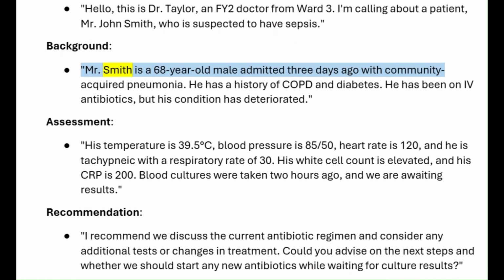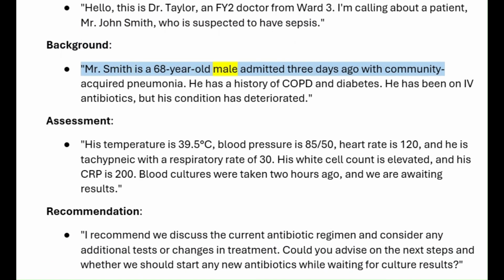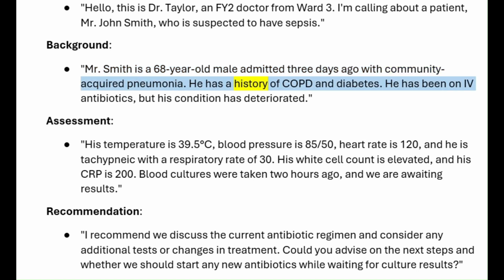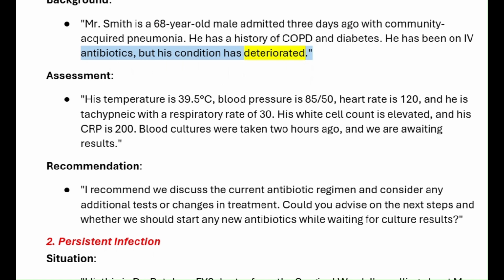Background. Mr. Smith is a 68-year-old male admitted 3 days ago with community-acquired pneumonia. He has a history of COPD and diabetes. He has been on 4 antibiotics, but his condition has deteriorated.